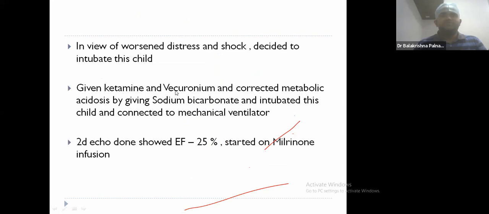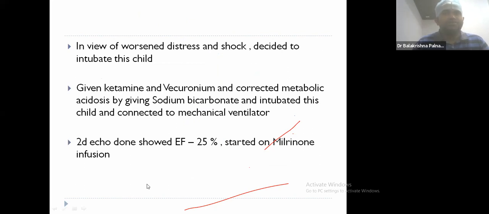So in this child with distress and shock, we decided to intubate. For this particular child, we first thought of a physiological difficult airway, so we had to correct bicarbonate. We gave ketamine and vecuronium along with fluid correction, intubated the child and connected to a mechanical ventilator. The cardiologist came and did a 2D echo, which showed an ejection fraction of 25%. So definitely the child is in cardiogenic shock.